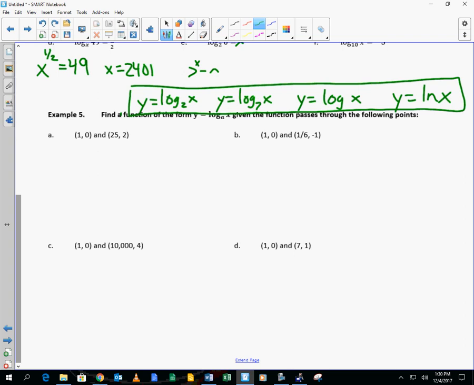Okay, what do you notice about all these functions? They go through what point? They go through 1, 0, because they're logarithmic functions. They go through 1, 0. So I'm going to look at the second point. Okay? So this is the x value. This is the y value. So 2 is equal to log base a of 25.